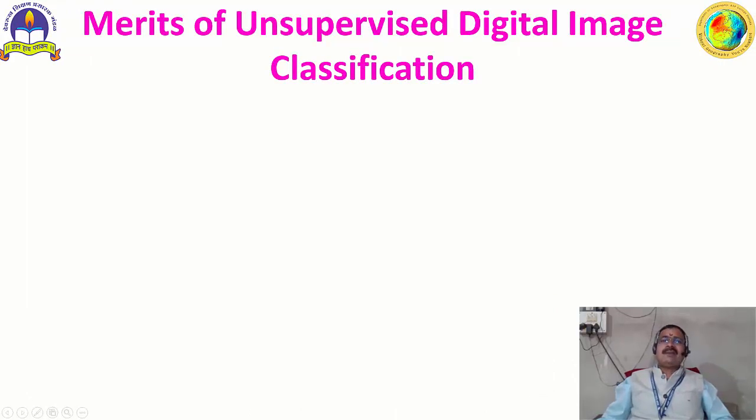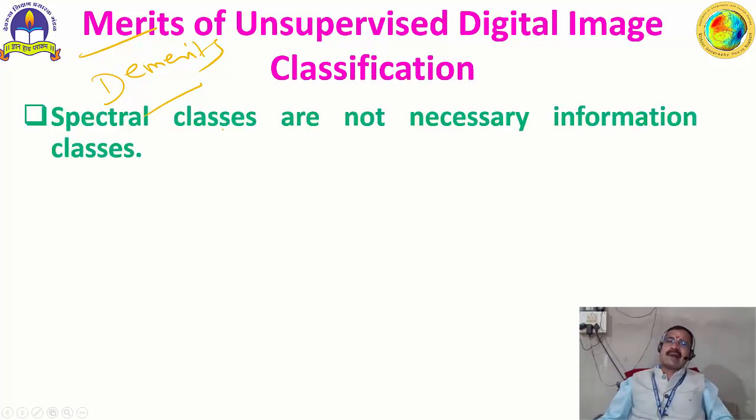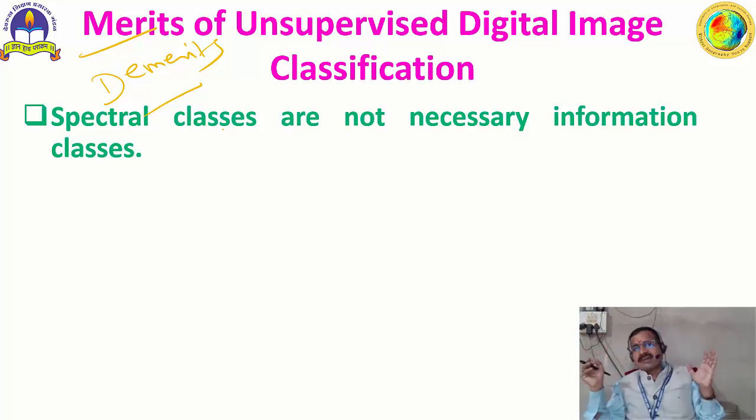Okay, these are the demerits. I think by mistake it is written as merit. This is demerits. What are the demerits of unsupervised classification? First one is that spectral classes are not necessarily information classes. Suppose, for example, there are various information classes: soil is one information class, wet soil is another, vegetation is another, and so on. Accordingly, your need determines which information classes you consider.